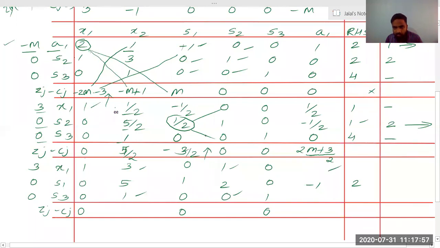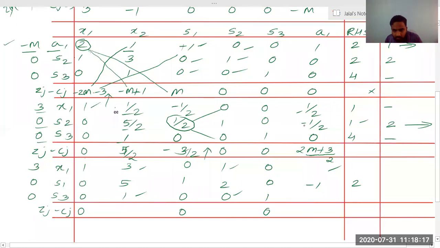Now we need to find this value. So this value will be half into half, 1 by 4. Again, minus half into minus half. So 1 by 4 minus 1 by 4 will be 0. Is it right? I think it is right. Minus half into minus half is 1 by 4. One second.